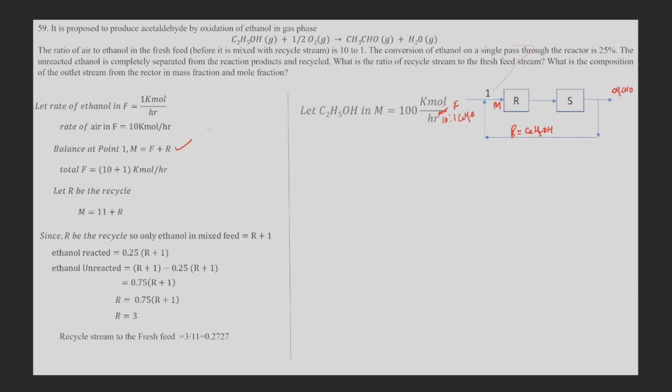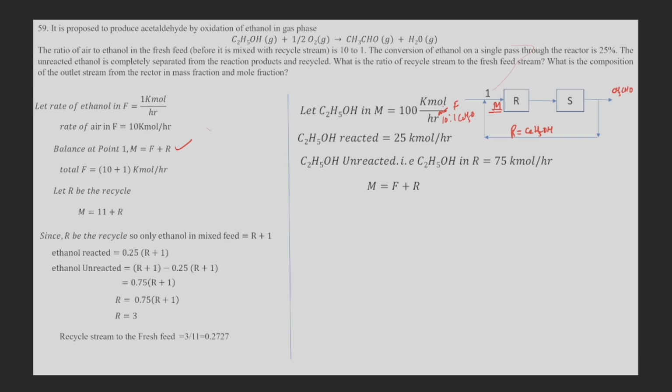So let C2H5OH in M be equal to 100 kmol per hour. What I have assumed is that in M itself, ethanol is 100 kilomole. So how much ethanol is reacted? According to the per pass conversion of 25%, 25 kilomole per hour reacted. Unreacted is 75 kilomole per hour. That is the ethanol in the recycle.